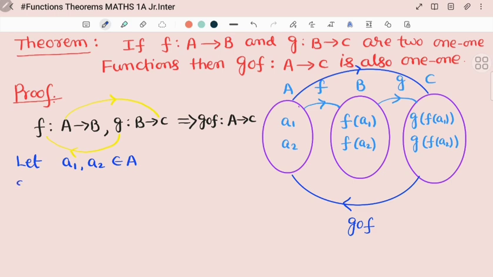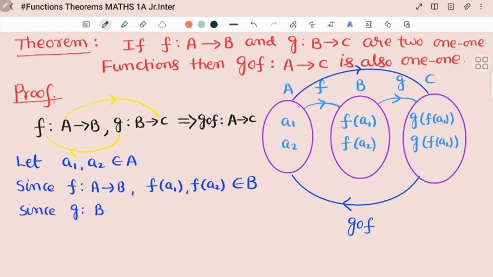Since f from A to B is a function, therefore f of a1, comma f of a2 belong to B. Since g is defined from B to C, g of f of a1, g of f of a2 belong to C.